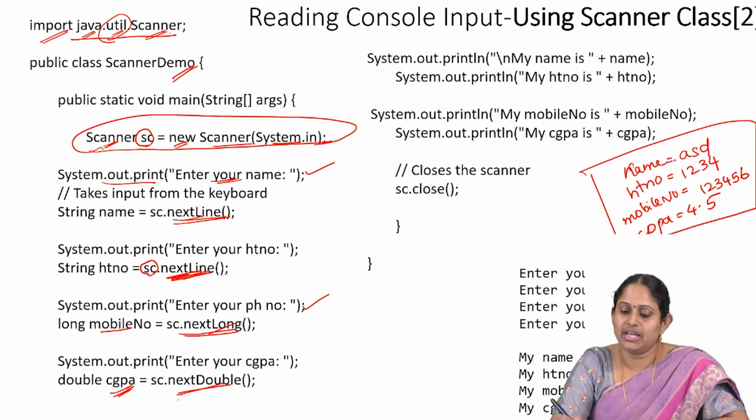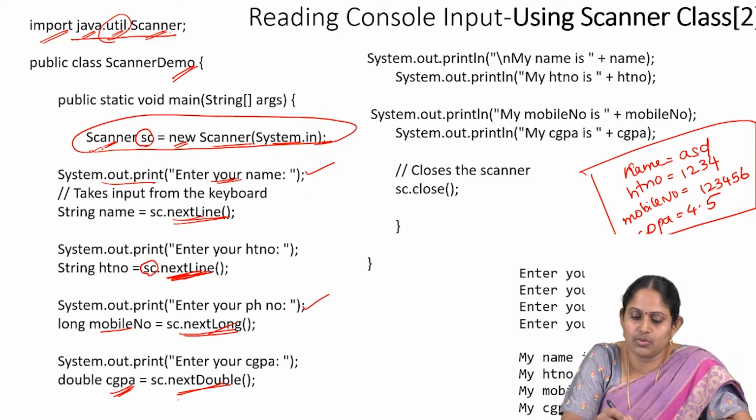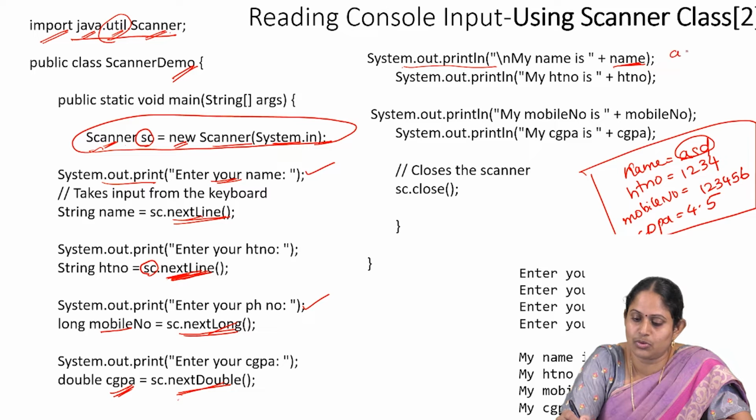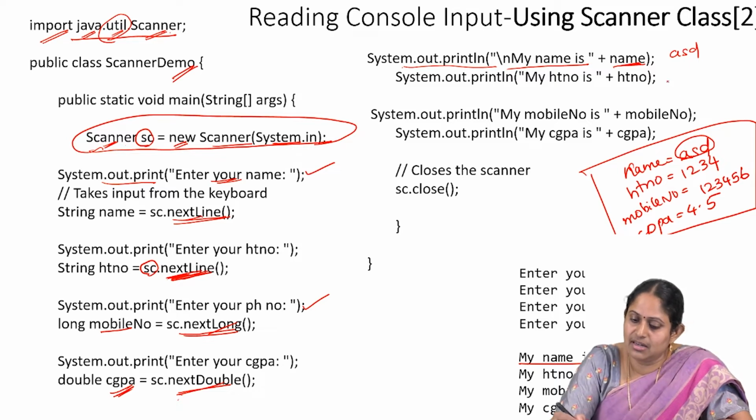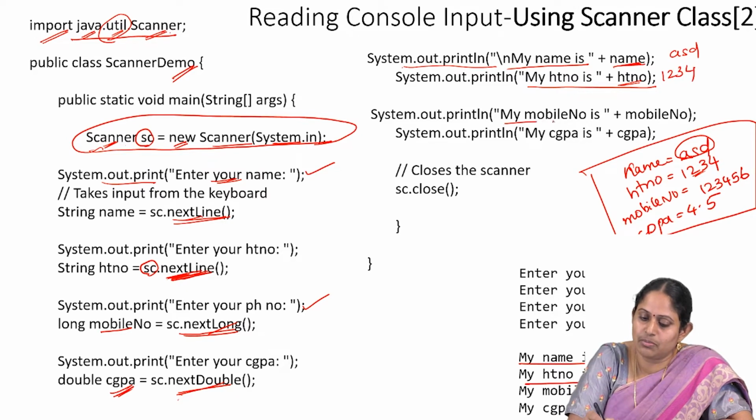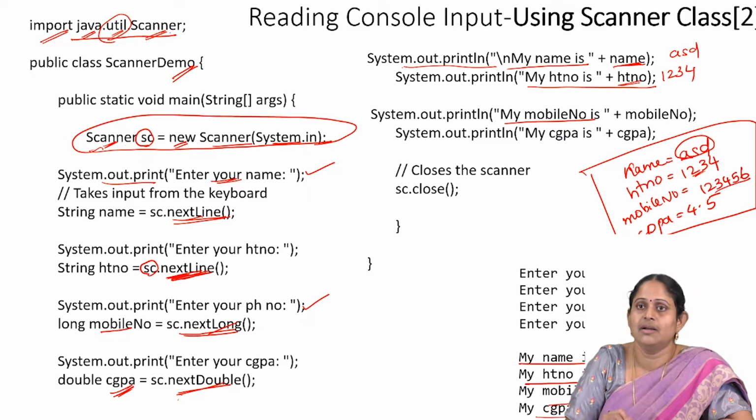Now what we are doing is retrieving these values and displaying them. So we have "my name is" name. When name is displayed here, whatever content is stored into name is displayed over here. So you get the output: My name is ASD. Next is "my hall ticket number is" whatever is stored in HT number, 1234, that will be displayed over here. Similarly, we get the other two. My mobile number is 123456. And the CGPA is this.